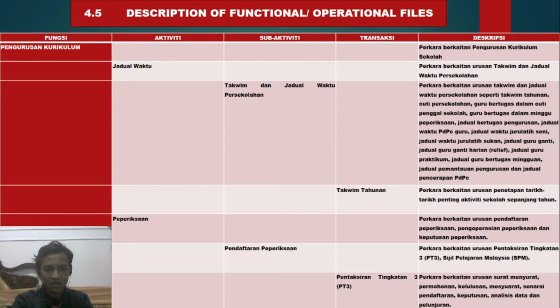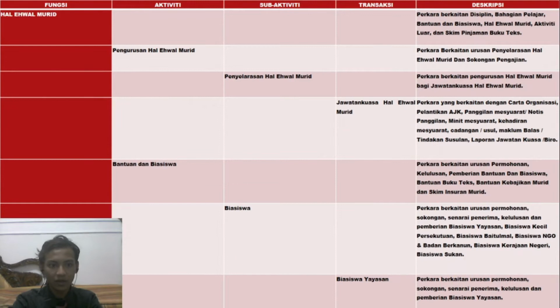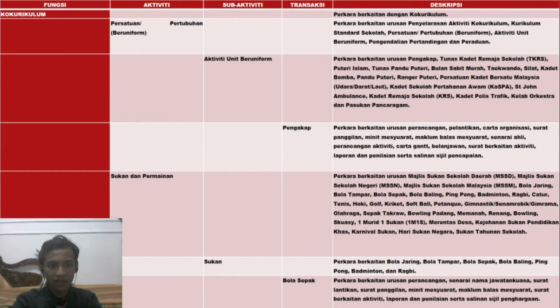This figure shows a description of functional or operational files that exist in the filing system of SMK Elopura Sandakan. It also includes its activity, sub-activity, and transaction under the function of the functional or operational files in the filing system. This figure shows the function in pengurusan kurikulum. This figure shows the function on hal ehwal murid. And lastly, this is the function of curriculum and its description.